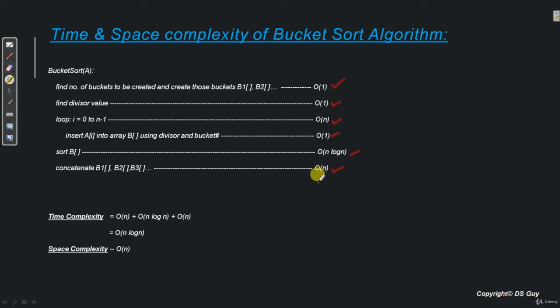So if we add all of them, we get n log n time. Space complexity is of course order of n, because we are creating buckets and in those buckets we are creating n number of items. Hence space complexity is order n. Fine. So that is all about bucket sort.